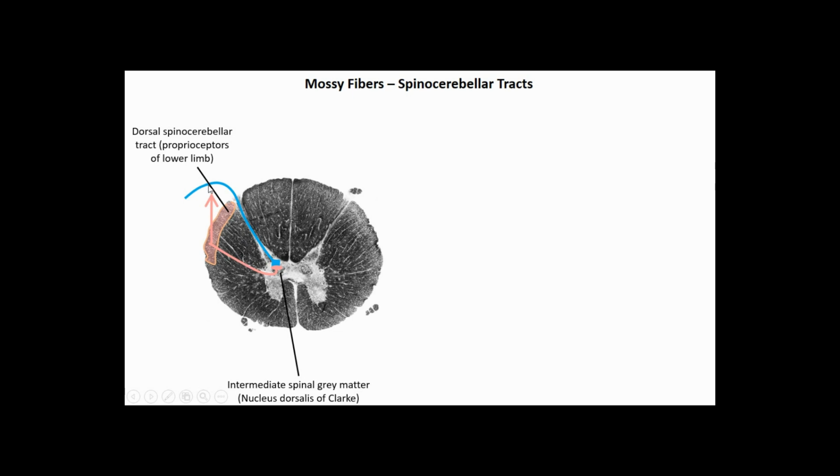But what about the upper limb? In the upper limb, we actually have something different, but kind of similar going on. These same proprioceptors from the upper limb peel off and ascend in the cuneate fasciculus. This is called the cuneocerebellar tract. It does not synapse in the cord. It actually waits until it gets to the medulla to do that.